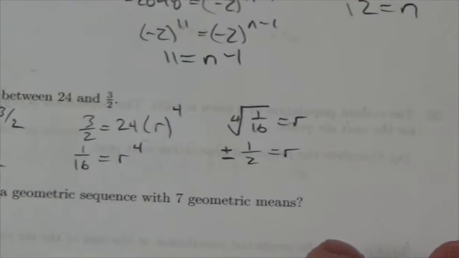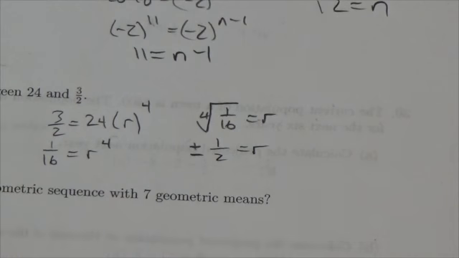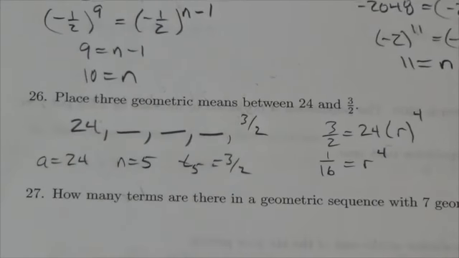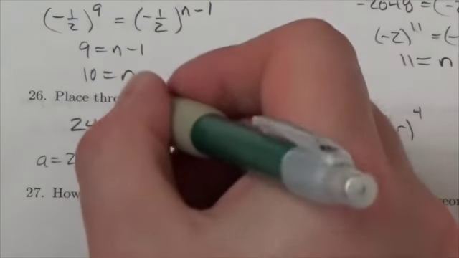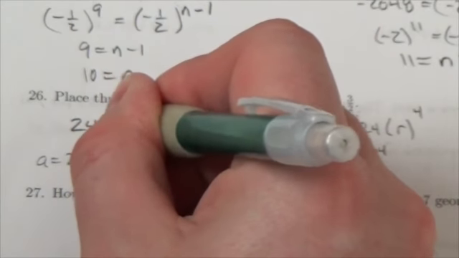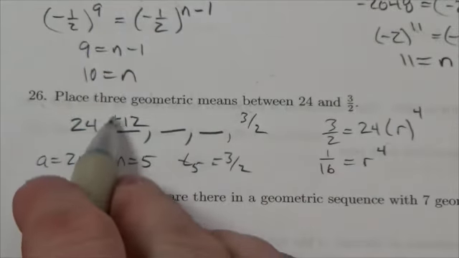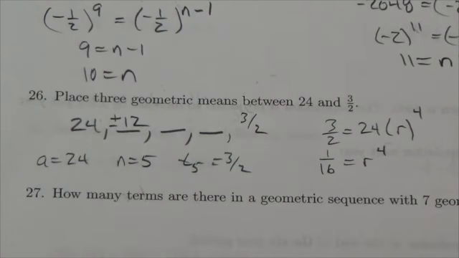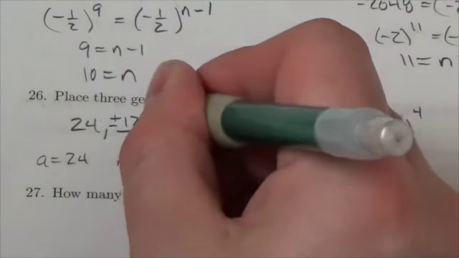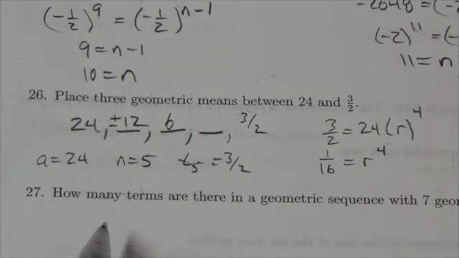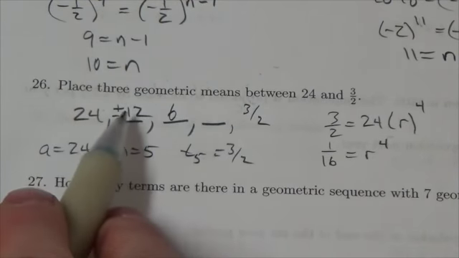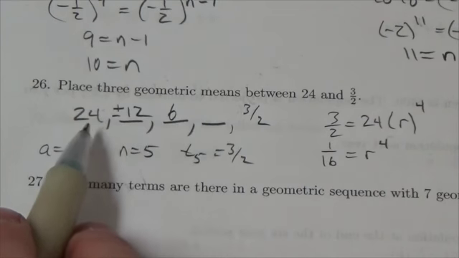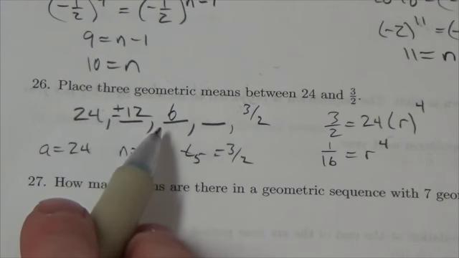I don't know. It could be both, which means there's actually 2 sets of numbers that I could put in here. To go from 24, I could multiply by plus or minus 1/2, and that would get me plus or minus 12 there. If I took that and multiplied it by plus or minus 1/2, now here's an interesting thing, I get 6. Because if it's positive 1/2, then this would go 24, positive 12, positive 6. If it's negative, the second term becomes negative, and then the third term becomes positive again.